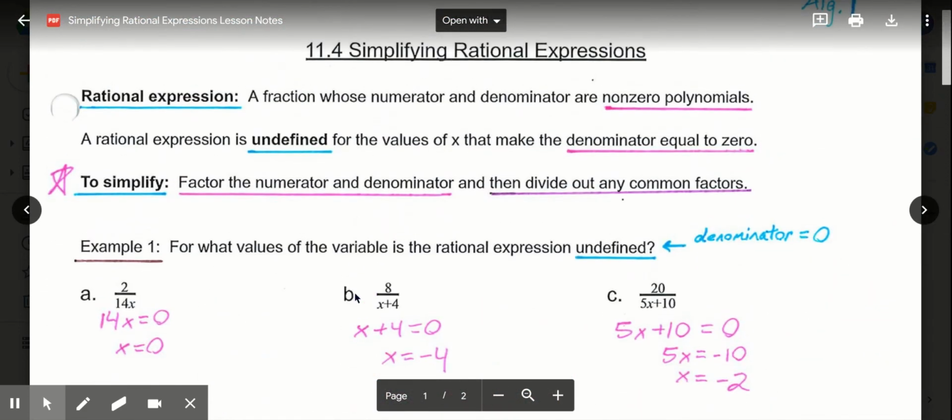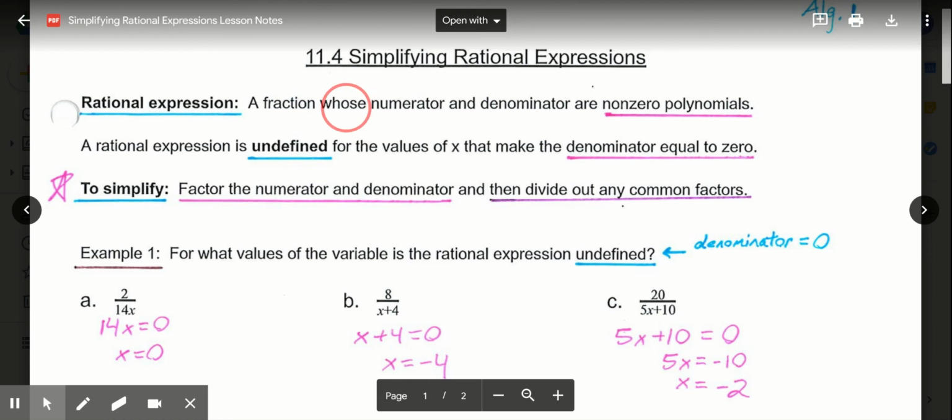But the key for you is to know this part up here, these 3 main ideas, and the examples below.